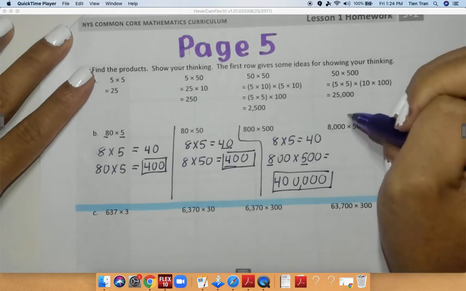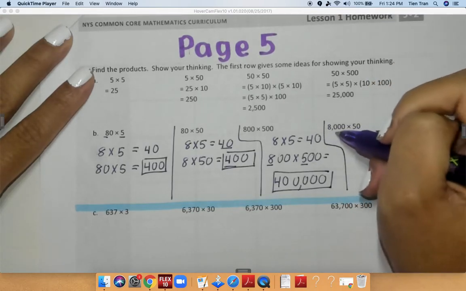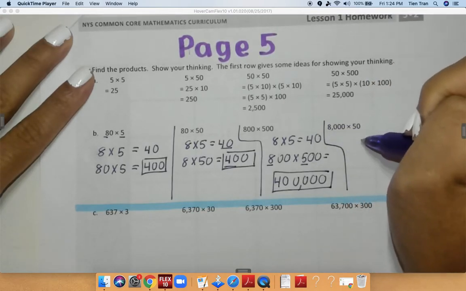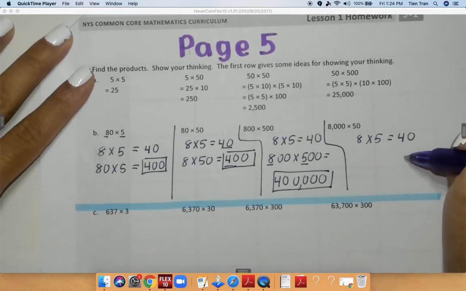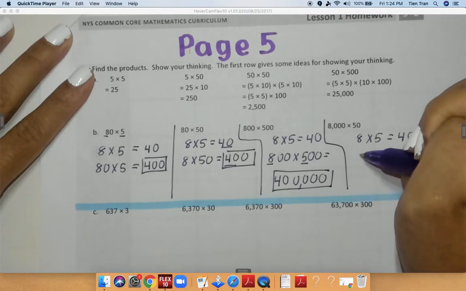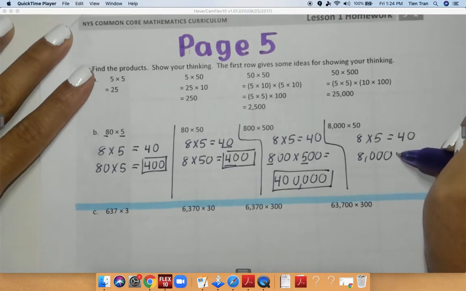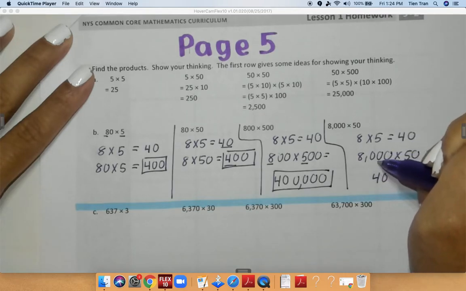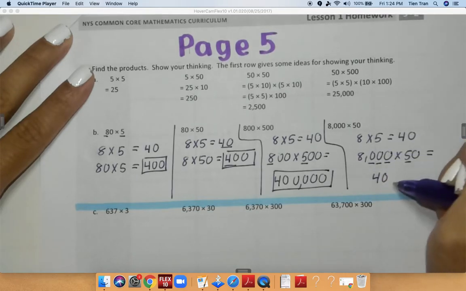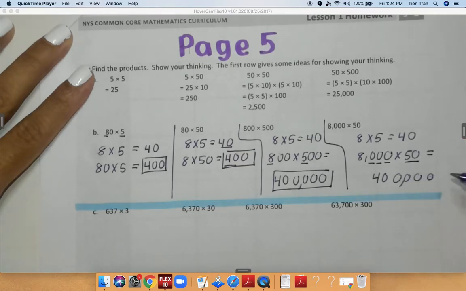Okay, now we have 8,000 times 50. I know that 8 times 5 is equal to 40. I'm going to multiply 8,000 times 50. So I have 40 already, and I'm going to bring in 1, 2, 3, 4 zeros. 1, 2, 3, 4, and it's going to equal 400,000.